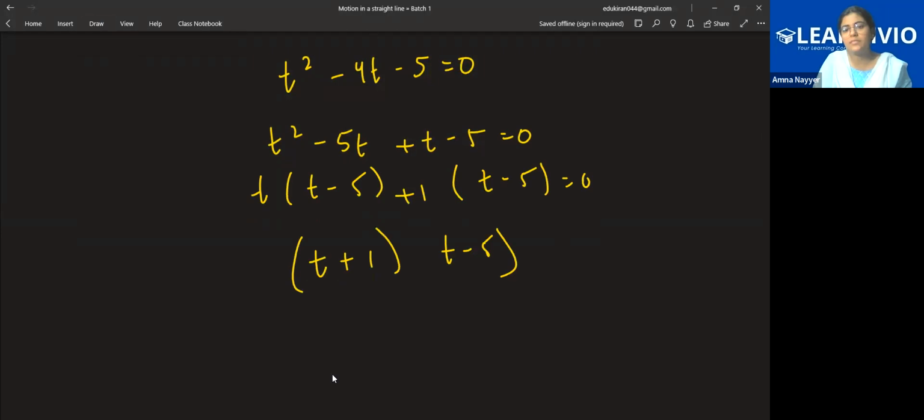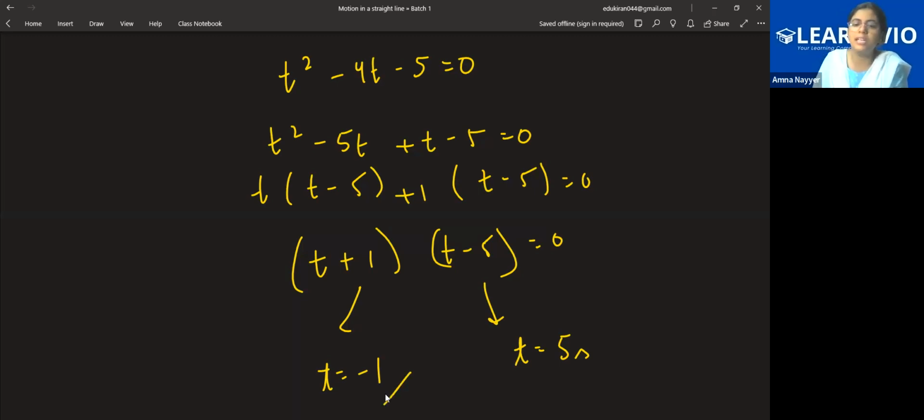So one value I'll have t is equal to minus 1, and the other value of time will be 5 seconds. Class, time as minus 1 seconds, is it even physically possible? Time can never be negative. Minus 1 second is nothing, right? It's physically impossible, so we do not consider this. Our final answer becomes this.